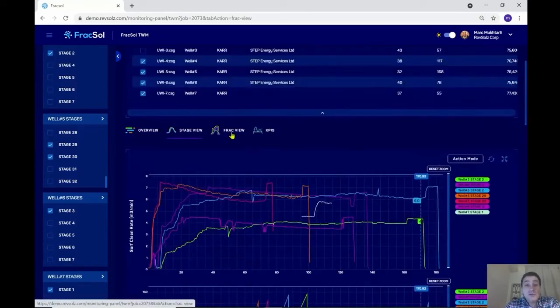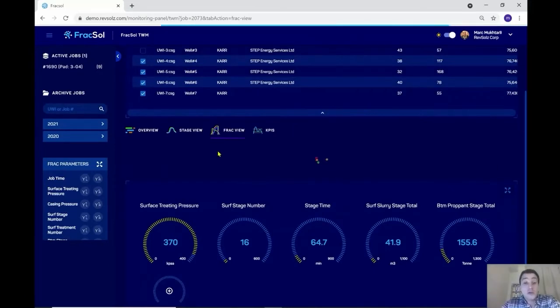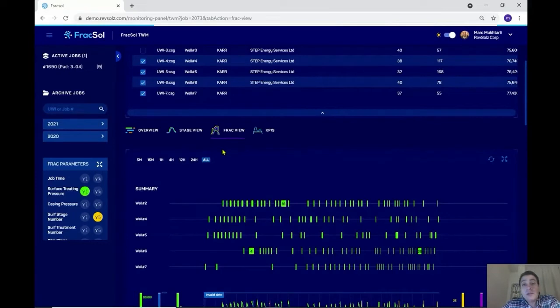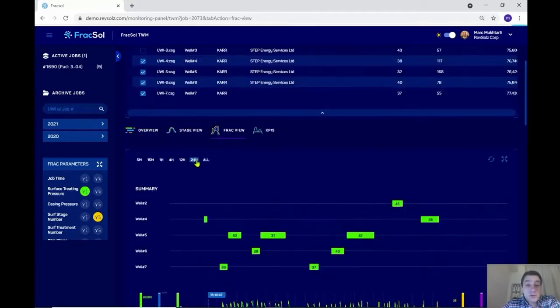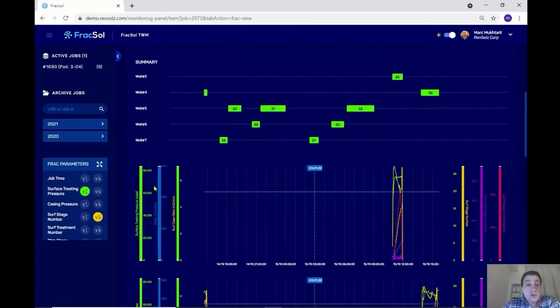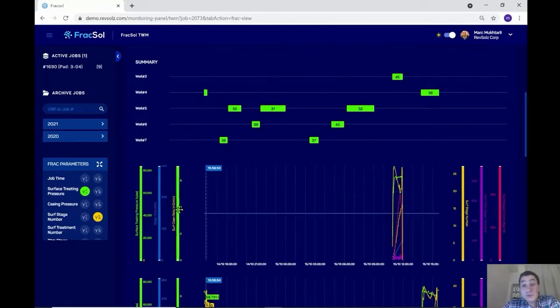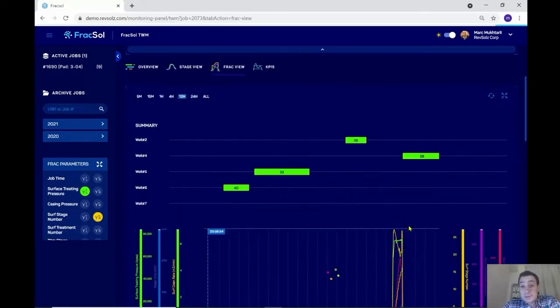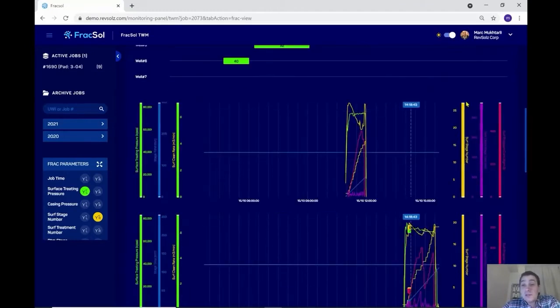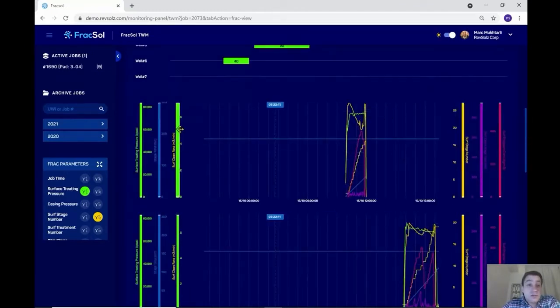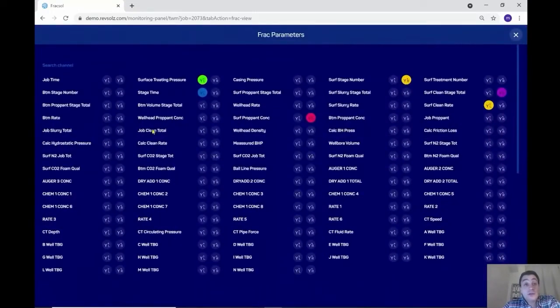Going to the frac view is a different way of looking at your frac data. The stage view was based on the frac parameter, where you overlay the wells and stages, whereas the frac view is based on the well, and you're overlaying frac parameters. Let's go for the 24 hours. In the 24 hours, let's look at this well number 2. Let's actually make it 12, and you can interact with your data as much as you want and overlay the frac parameters which have been selected from the frac parameter list.